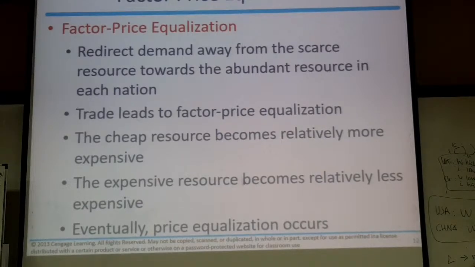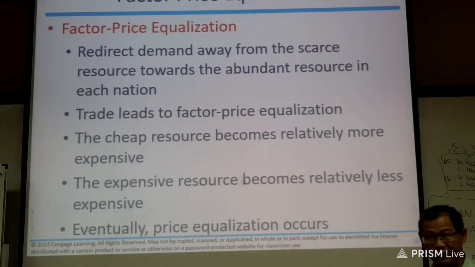Wages is represented by labor, wages. Capital is represented by interest rate. The expensive resource becomes relatively less expensive on the other hand. So eventually price equalization occurs. What price? Factor price. What price? Factor price. Because next is very important.